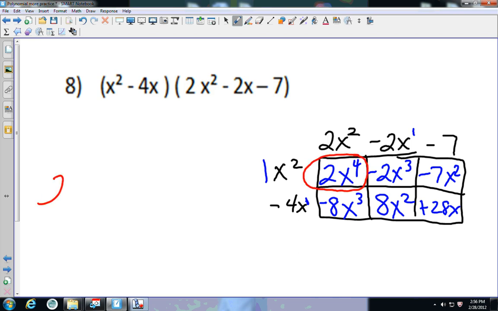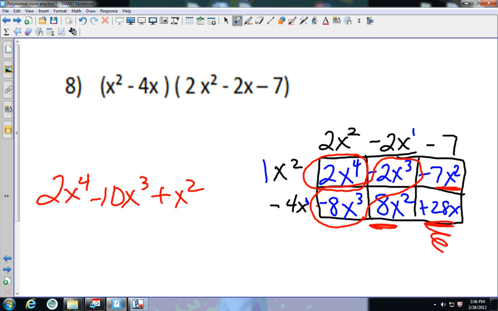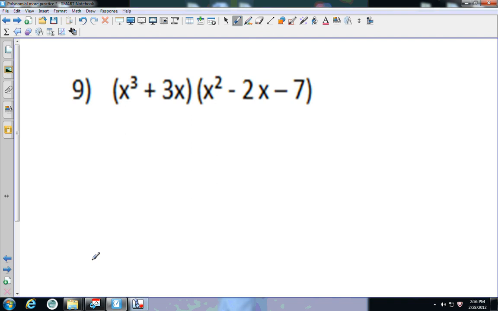Alright, I've got 2x to the 4th. Now my x cubes go together. Negative 8 and negative 2 is negative 10x to the 3rd power. 8x squared minus 7x squared is plus 1x squared. And then I have right there plus 28x. There's 2 more on this video. There's the next one. Pause this video, come back and see if you can do this.